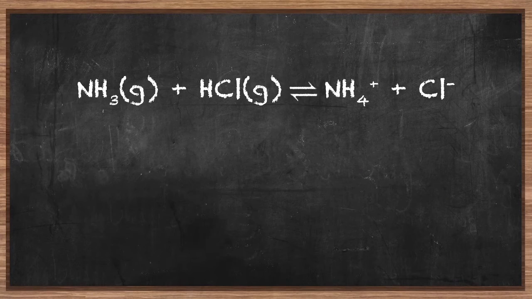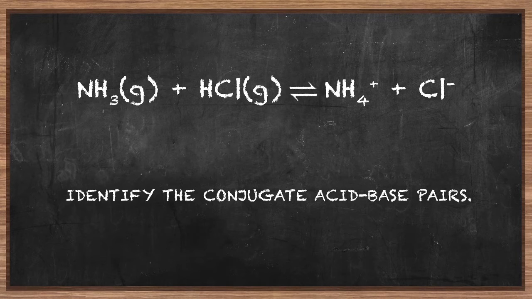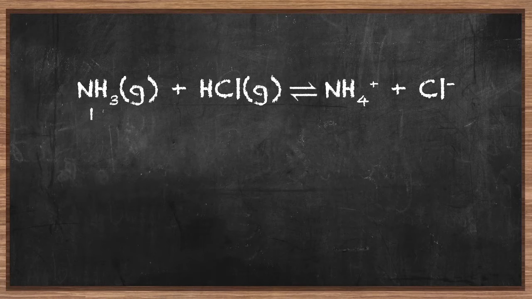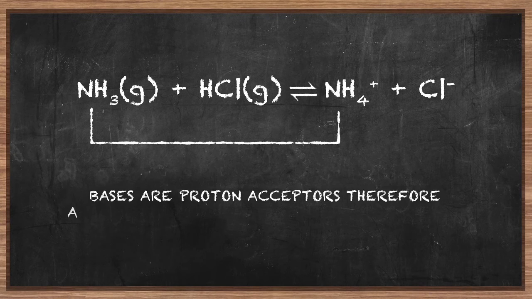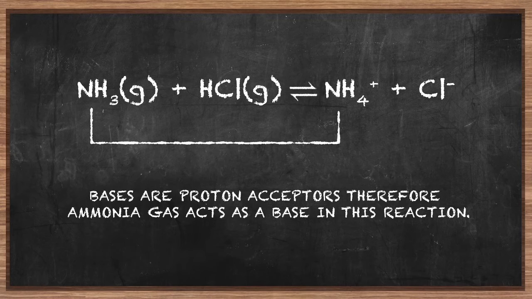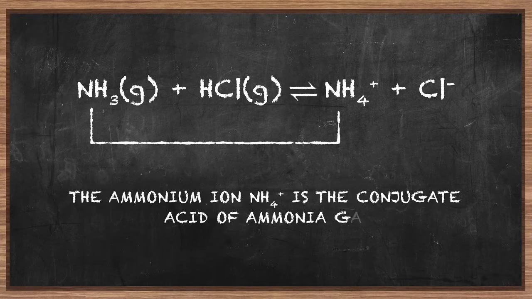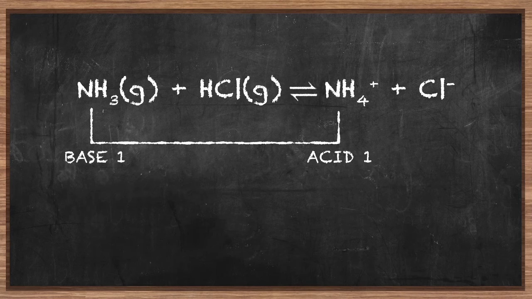The equation shows the reaction between ammonia and hydrogen chloride gas. Identify the conjugate acid-base pairs. Ammonia gas NH3 accepts a proton to form the ammonium ion NH4+. Bases are proton acceptors. Therefore, ammonia gas acts as a base in this reaction. The ammonium ion NH4+ is the conjugate acid of ammonia gas. We will label this conjugate acid-base pair as base 1 and acid 1.